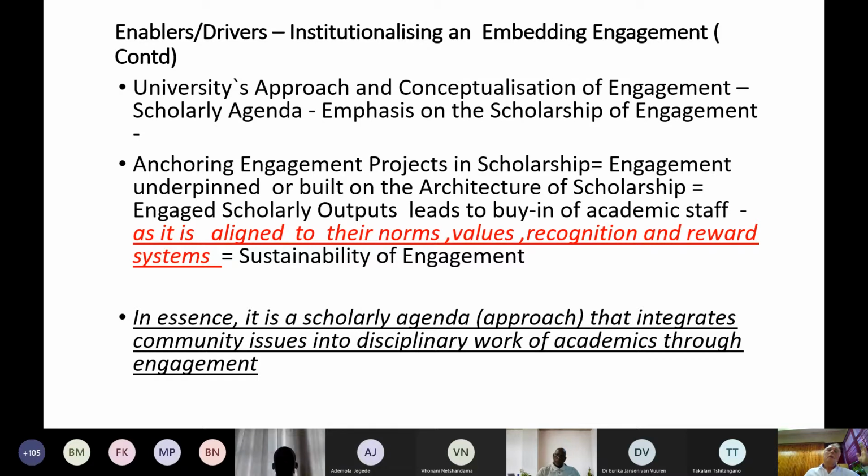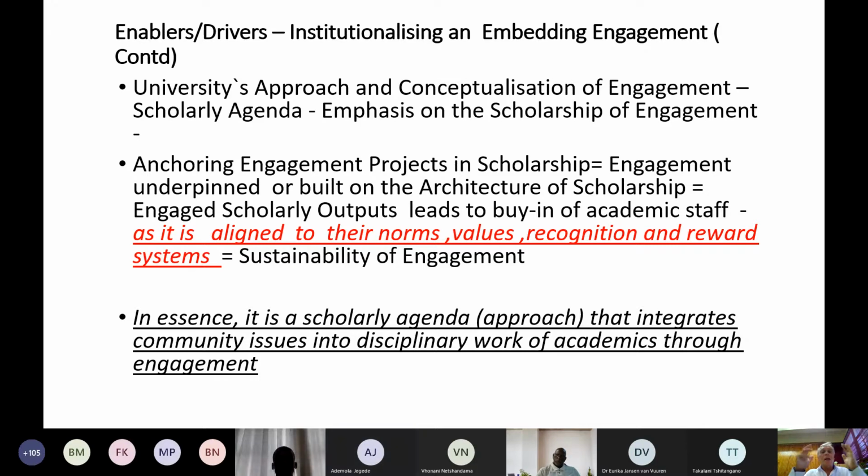I think what is very important is that point 2, anchoring engagement projects in scholarship, equals engagement underpinned or built on the architecture of scholarship, equals scholarly outputs, but it leads to buy-in of academic staff. Why does it lead to buy-in? As it is aligned to their norms and values, recognition and reward systems. If they see that they're going to get the same rewards as what they're getting in teaching and learning and research, because they are following a scholarly approach in those areas.